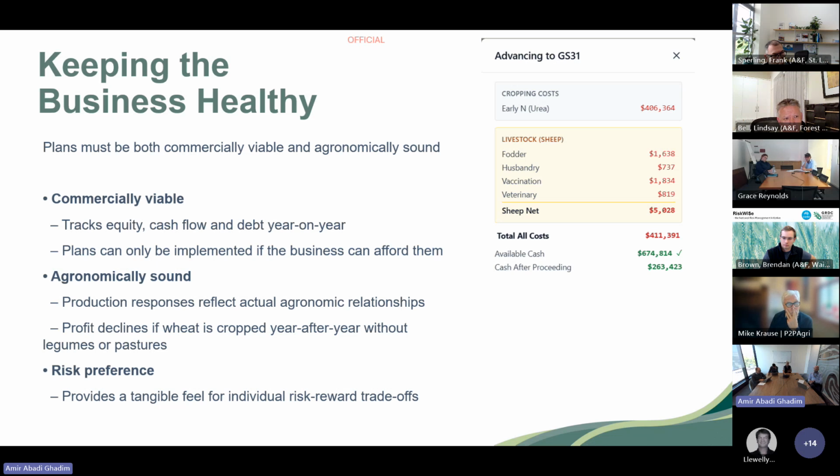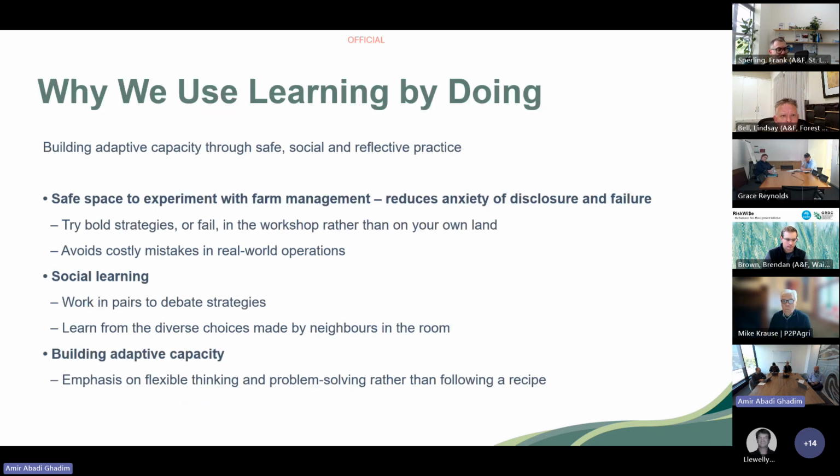It tracks your equity and your cash flow and your debt. So it runs underneath all of this full financial books, your financial statements. And Michael can talk about this in detail. And we've actually based the financial books on Michael's book, which is Farming the Business.